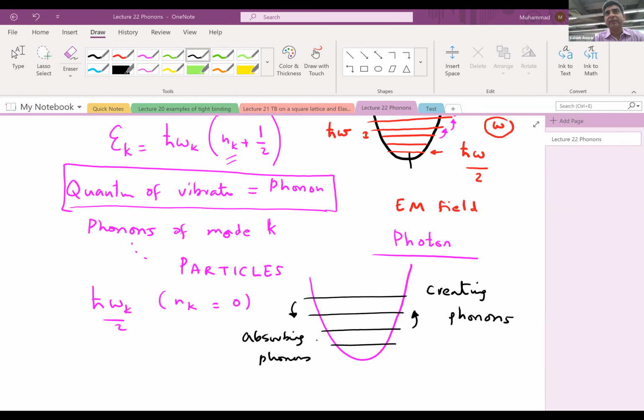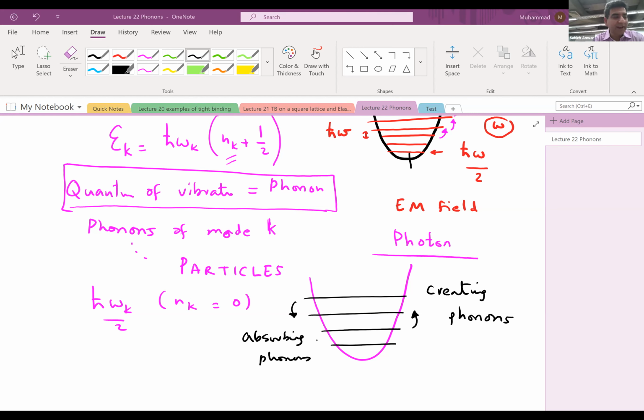And you can have a particular mode in the ground state or the excited state, which is tantamount to saying that phonons are created or they are absorbed. Higher energy means more phonons are present, and these phonons are bosons. So for each mode, you don't need to have just one phonon, you can have many phonons because these phonons are bosons, just like photons are bosons. That's why you can have many phonons in the same mode at one time.